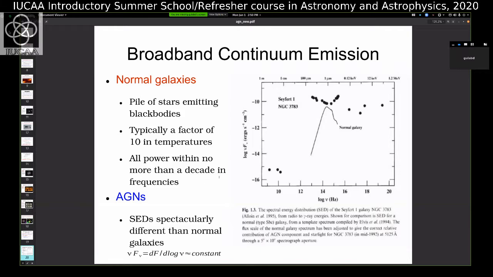If you consider the quantity nu f nu, it is essentially the amount of flux per decade in frequency, and that number turns out to be roughly constant from infrared to gamma rays for radio-quiet AGNs. This also means that the spectrum, represented as flux density as a function of frequency, is more like a power law with an index of -1.